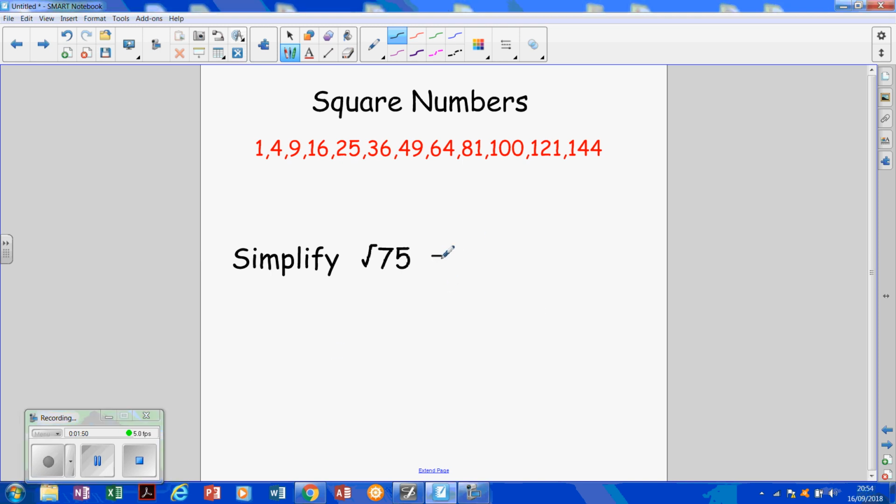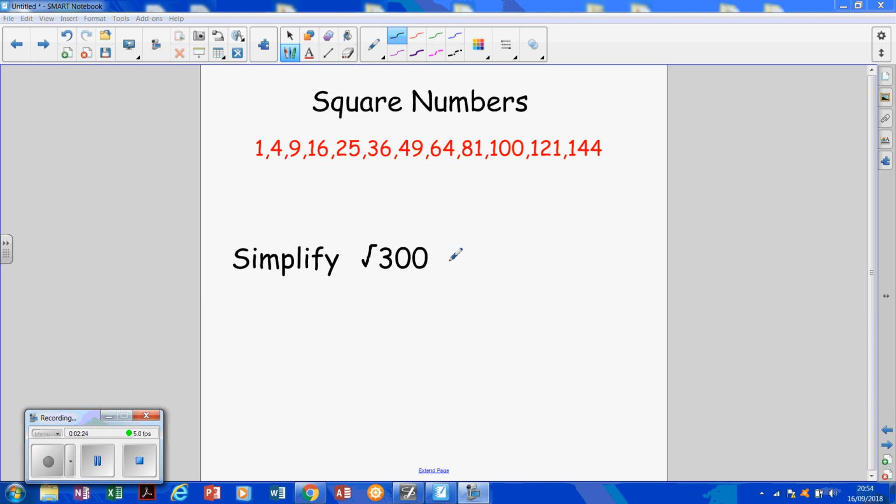Next one, the square root of 75. So I'm going to start and go down the list until I find the biggest number that divides into it. 49 doesn't divide into it, 36 doesn't divide into it, 25 divides into 75 and it goes 3 times. So root 75 is the square root of 25 multiplied by 3. Split the root sign, so square root of 25 times the square root of 3. Square root of 25 I know is 5, so that breaks down to 5 root 3.